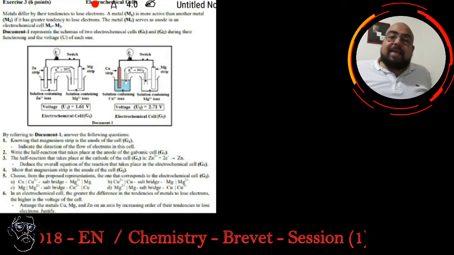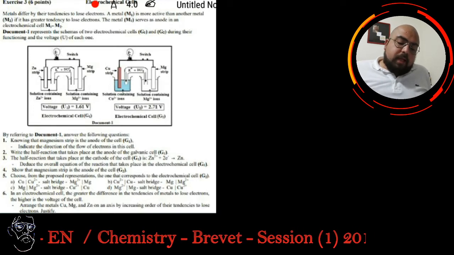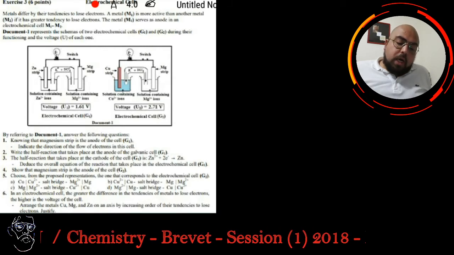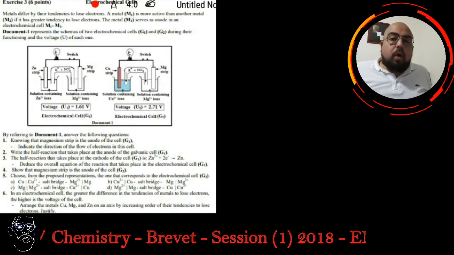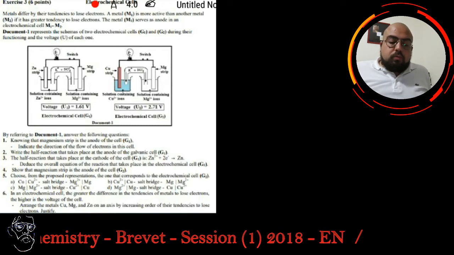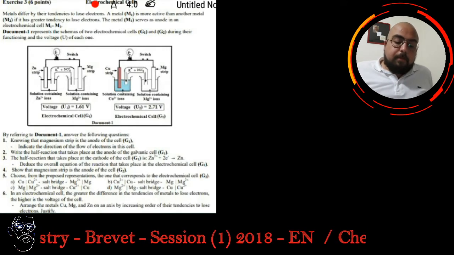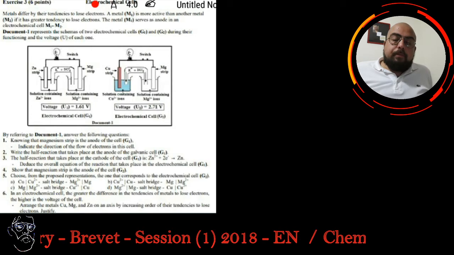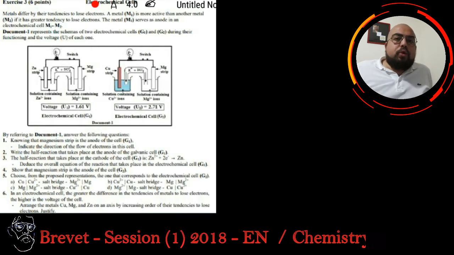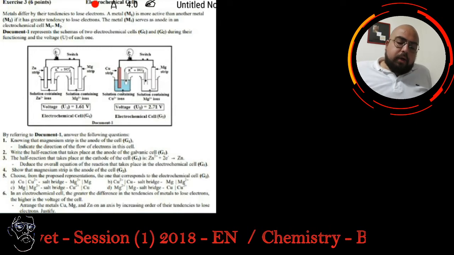As for the second cell G2, we have a cell formed by magnesium and copper. The voltage is 2.721 volts, so it's greater than the first one. So there is a difference between the voltage values. Each metal has a tendency to lose electrons more than the other. That's the idea that they were already talking about.